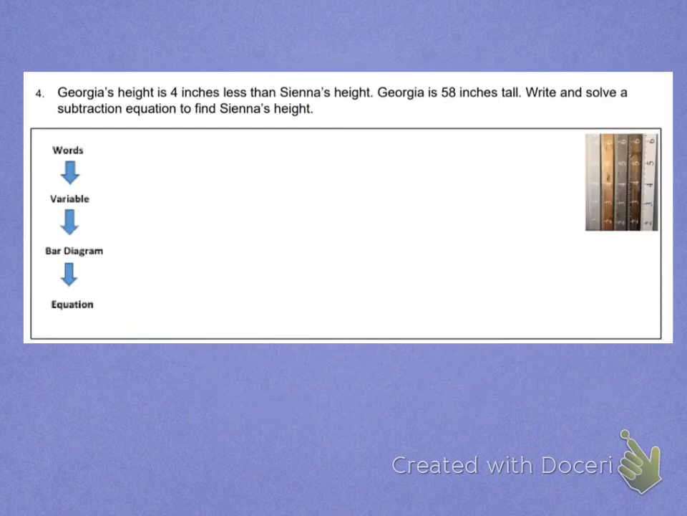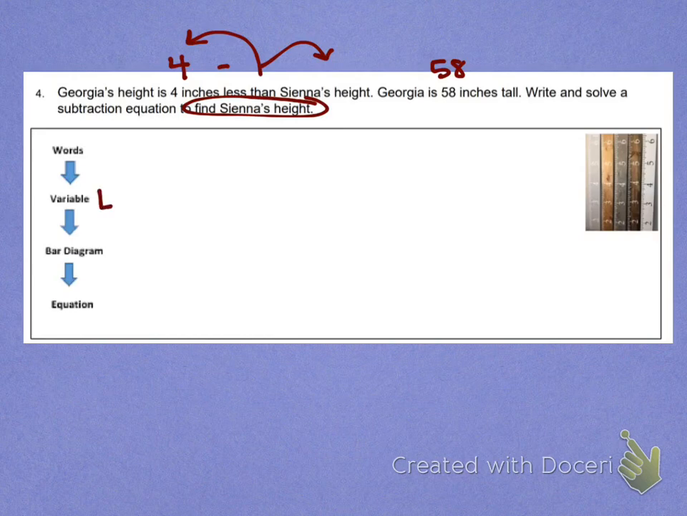Last one. George's height is 4 inches less than Sienna's height. George is 58 inches tall. Write and solve a subtraction equation to find Sienna's height. So again, we can take Sienna's height and know that that's what we're looking for. So we can say let H represent Sienna's height.